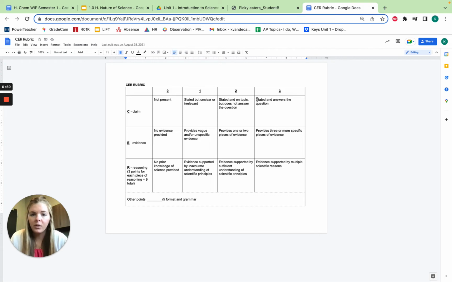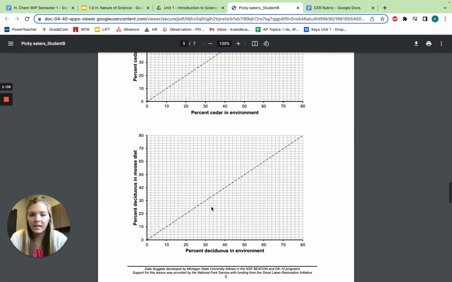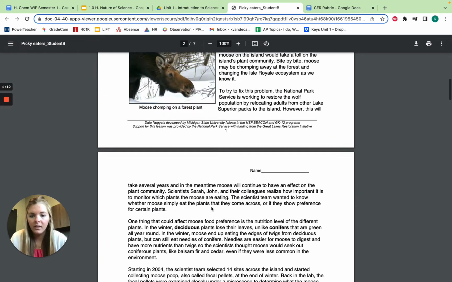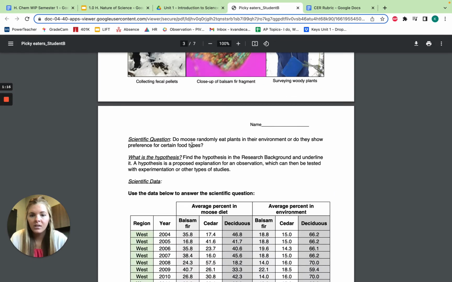So your claim will get 3 points if it both states and answers the provided question. You'll see here the scientific question is in the article, and you'll be identifying that as you go. I just scrolled past it. It is right here. So do moose randomly eat plants in their environment, or do they show preference for certain foods? So your claim will both state and answer this question in a cohesive sentence or 2.